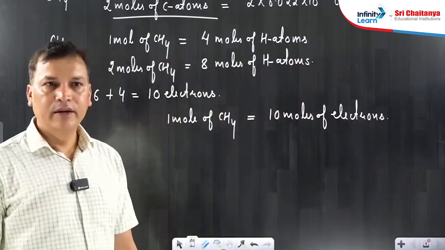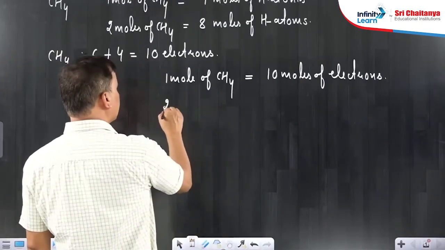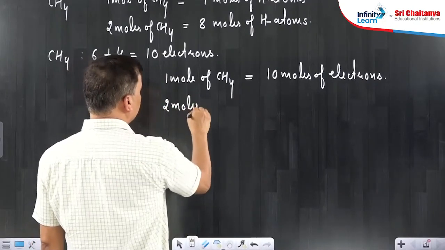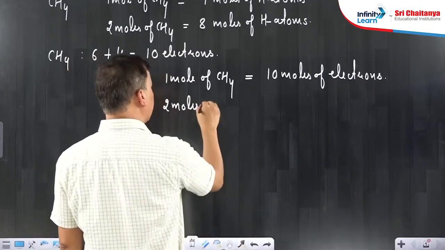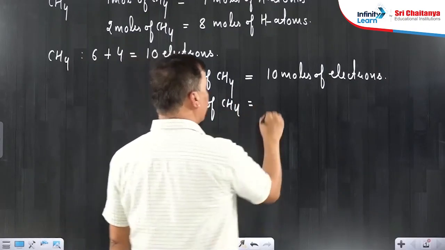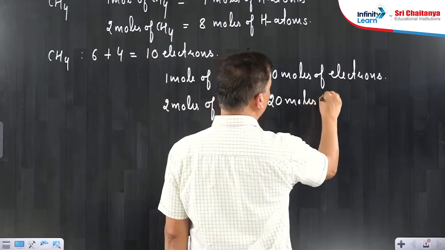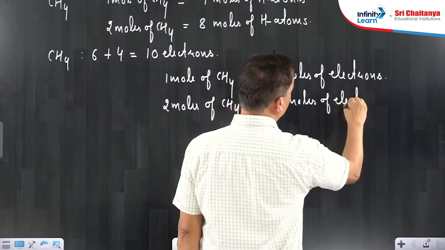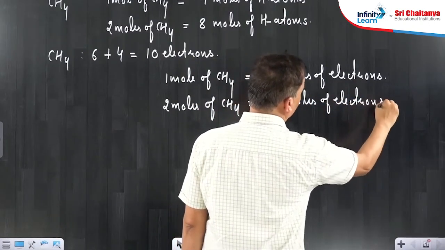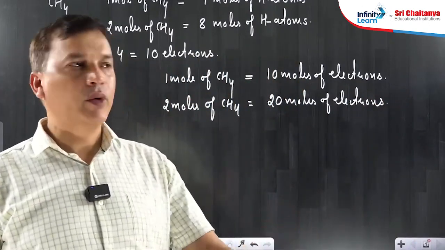Is that clear? So dear student, then for 2 moles of methane, this is obvious now, it will contain 20 moles of electrons. Got it or not? So I am writing one more question.